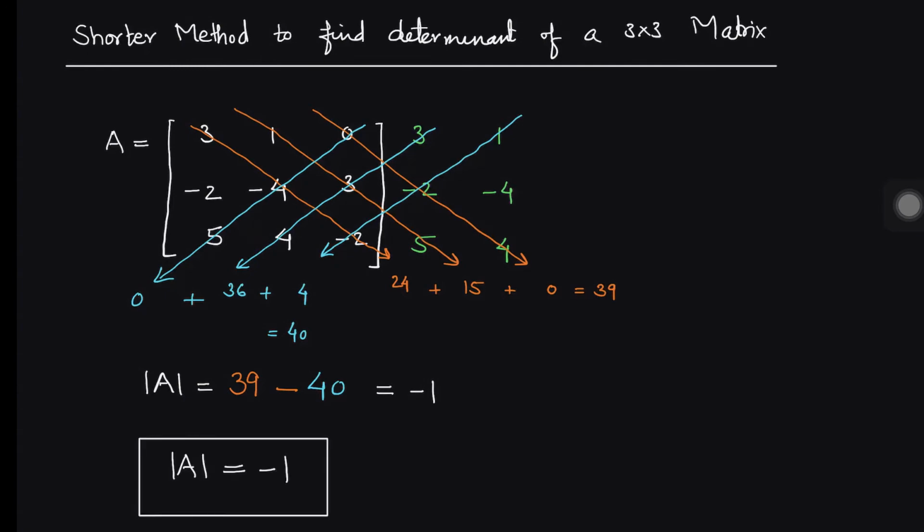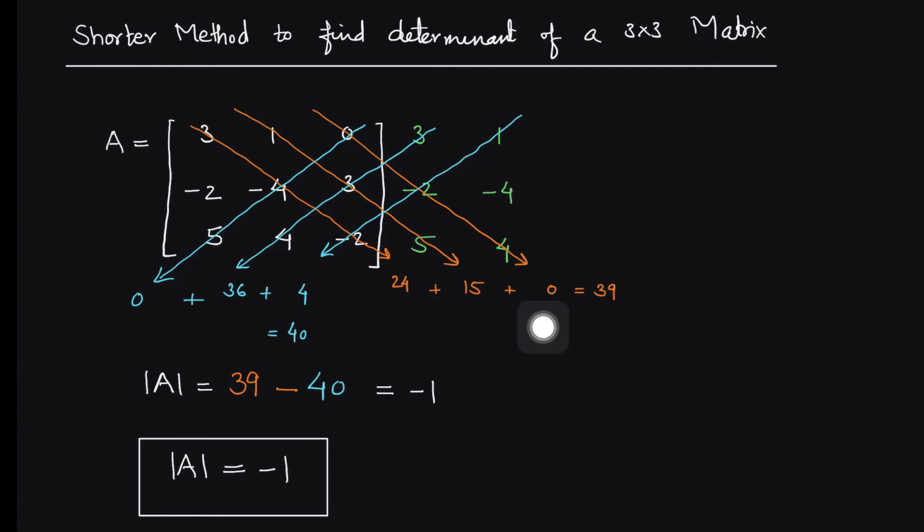So this is the shorter method for finding the determinant of a 3 by 3 matrix. Let me repeat this method again. Suppose you have this 3 by 3 matrix and you have to find its determinant. First, just repeat these two columns here, first column, second column. Now take the diagonal entries and do the multiplication. Its multiplication is 24. Take the second diagonal as this. Its multiplication is 15. When you multiply the one with 0, it will be 0.